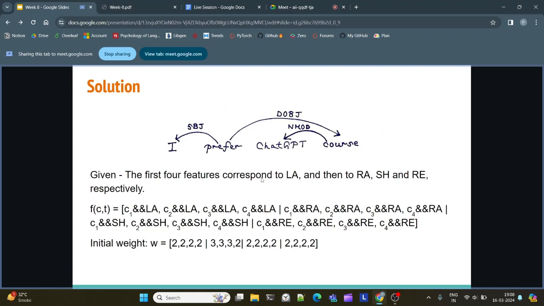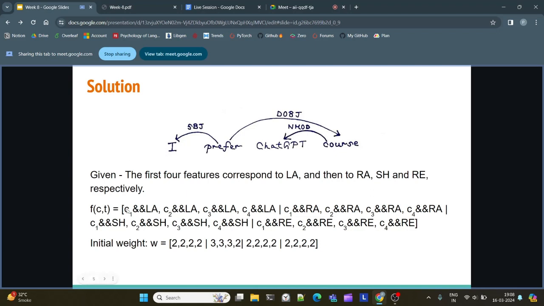First, we need to design the dependency graph. This is the sentence that was given to us: I prefer ChatGPT course. So what would be the corresponding dependency graph? Prefer would be the root. From the verb to the corresponding subject, that is I, I have a dependency arc present over here. Another one is from the verb to the object, the direct object in this case, which is course. And here ChatGPT is acting as a noun modifier for the word course, so I have one more arc. In this phrase, course is the head, ChatGPT is the dependent.